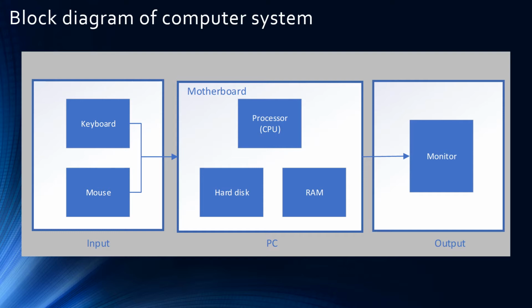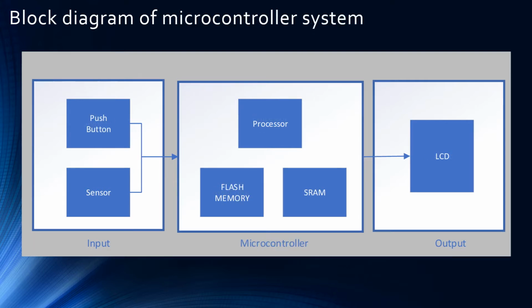I need to explain this computer system because the microcontroller is similar to the computer system. You can see the block diagram of a microcontroller system here. You can see it's very similar to the PC. It still has the microcontroller in the middle, doing the same thing, being the main processor for the system. And the microcontroller still needs to be connected to the output, to the LCD, for instance. This is just an example. You can connect other outputs to the microcontroller.